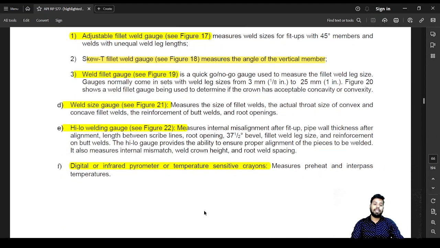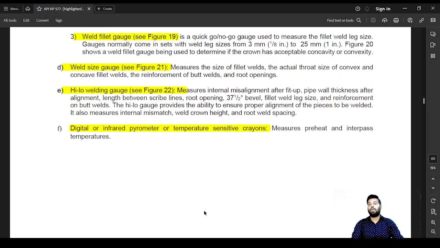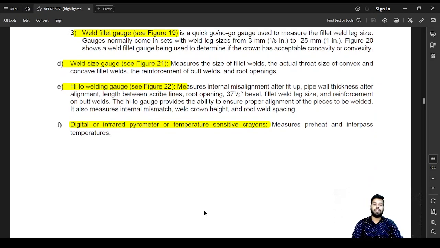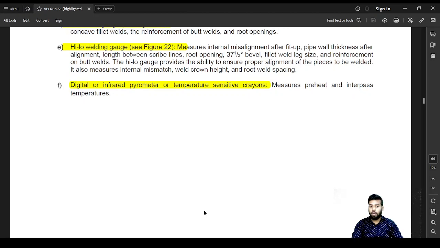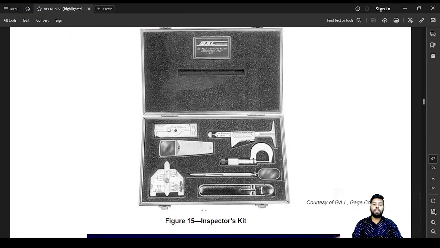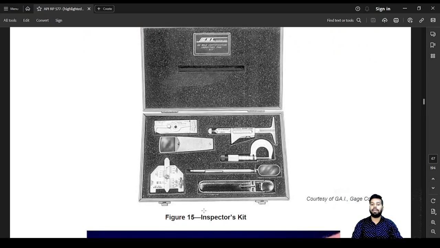You can use weld size gauges, you can use high-low gauges. High-low gauges are generally used for identifying mismatches. Digital or infrared pyrometer or temperature sensitivity crayons can also be used. So this is a kit for the visual inspector. A visual inspector would generally be using this to identify the weldments.